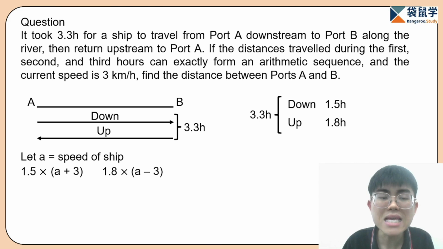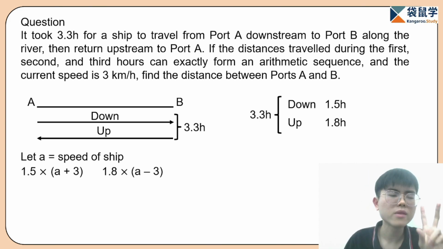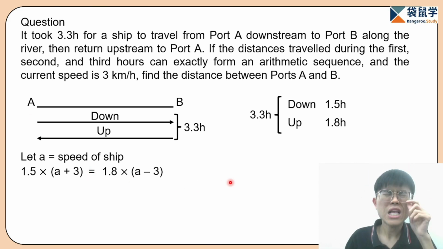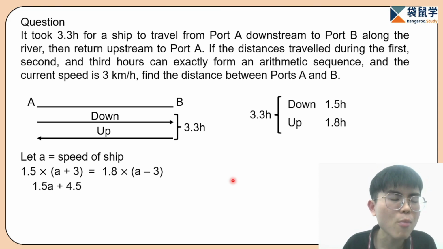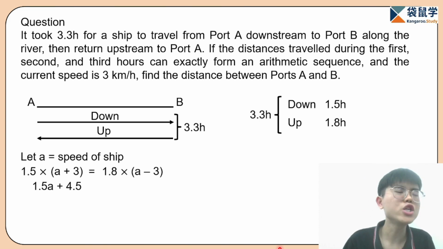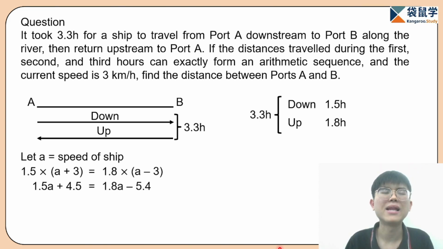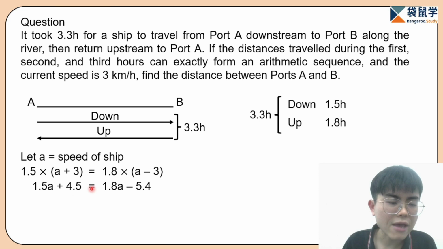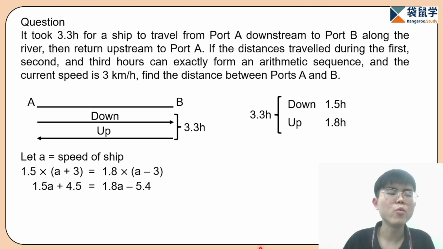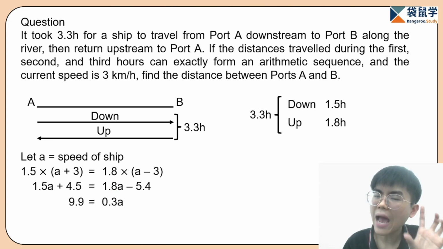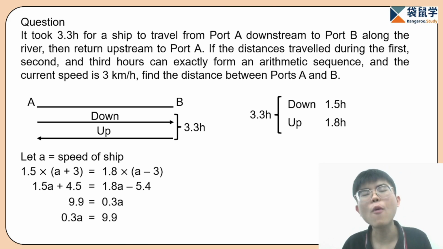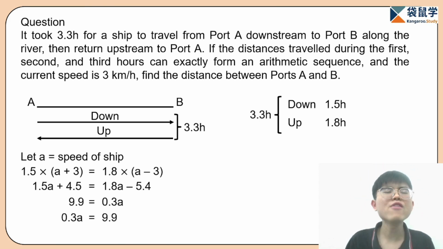So we just say that the distance, they are the same. So we know that these two parts, they are equal. So now we just have to solve the equation to find what is A. So in this case, we have 1.5A plus 4.5, which is equal to 1.8A minus 5.4. Then you can see that 4.5 and 5.4, we have 9.9. Then 1.5A, 1.8A, we have 0.3A. Then now, since we are trying to find A, I can move A to the left. So we have 0.3A equal to 9.9. And finally, you'll see that A equals 33.